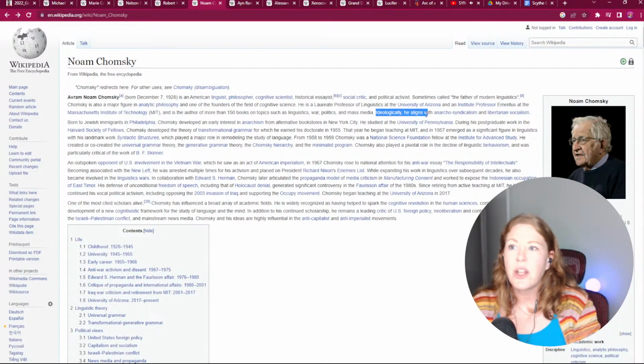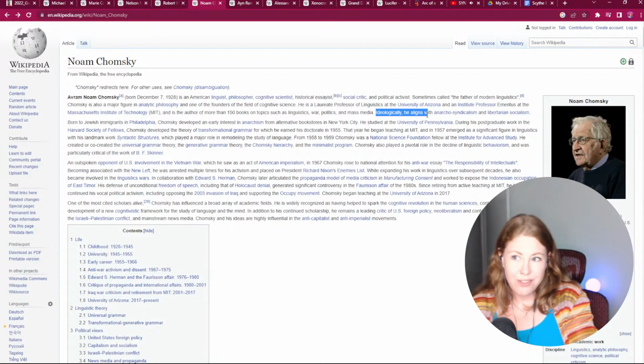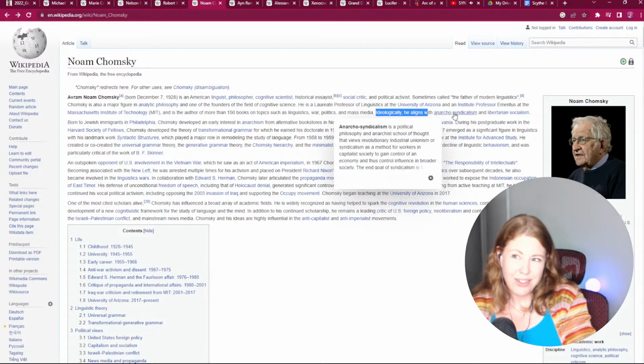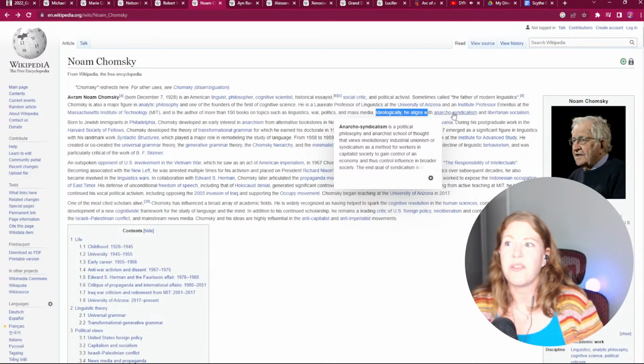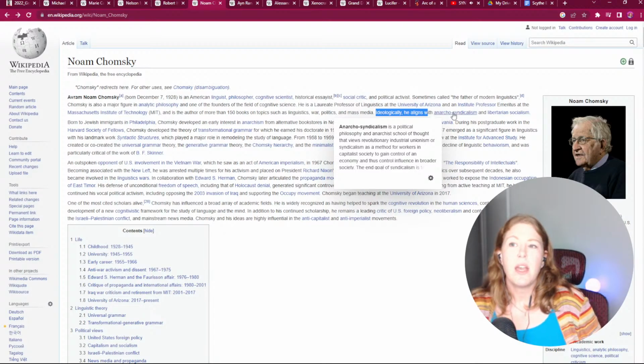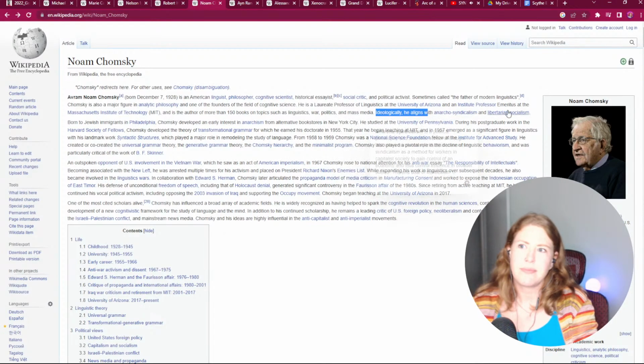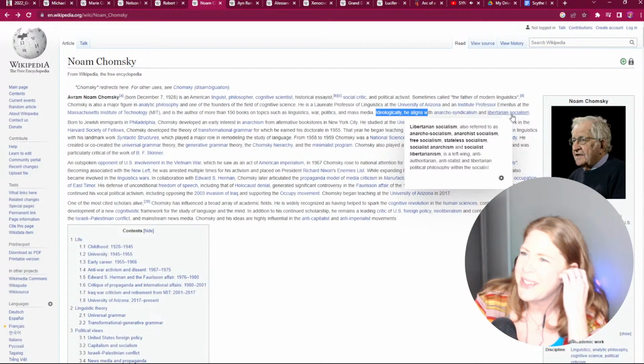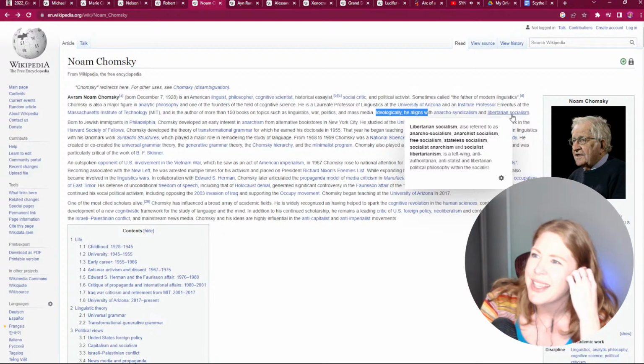And ideologically he aligns with anarcho-syndicalism, which is a political philosophy and anarchist school of thought that views revolutionary industrial unionism or syndicalism as a method for workers in capitalist society to gain control of the economy and thus influence in broader society. Okay, and libertarian socialism. Libertarian socialism, also referred to as anarchist socialism, is a left-wing, anti-authoritarian, anti-statist, and libertarian political philosophy within socialism.